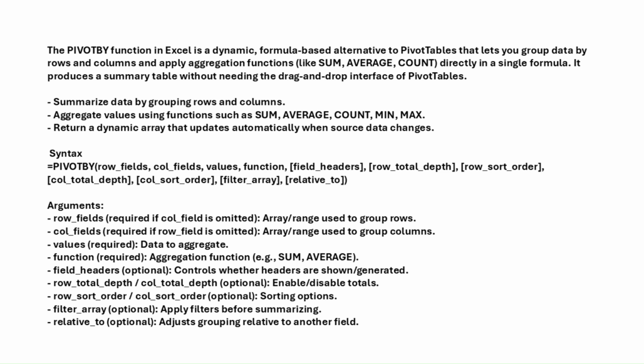Field headers: optional, controls whether headers are shown or generated. Row total depth and col total depth: optional, enable or disable totals. Row sort order and col sort order: optional sorting options. Filter array: optional, apply filters before summarizing. Relative to: optional, adjust grouping relative to another field.